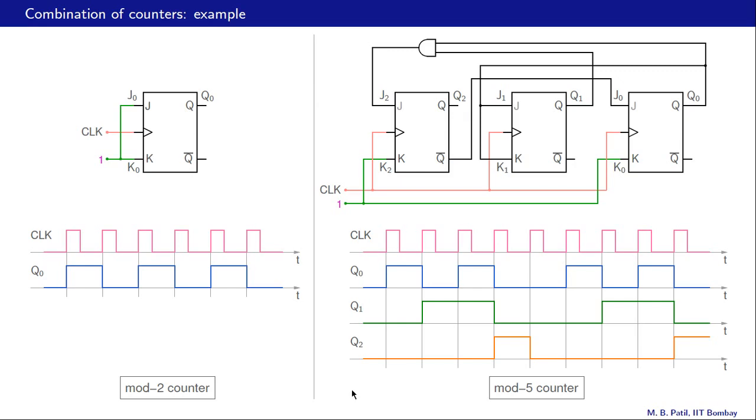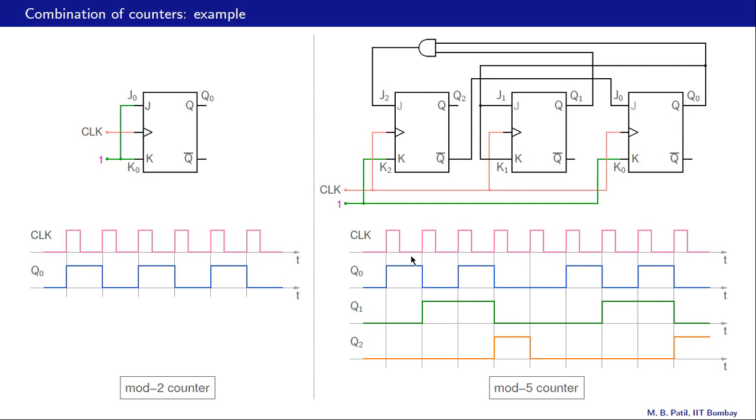This second counter is a mod 5 counter, and in fact we have seen this circuit earlier, and the associated waveforms are shown over here. It has this sequence 0 0 0 for Q2 Q1 Q0, 0 0 1, 0 1 0, 0 1 1, 1 0 0, and then back to 0 0 0.